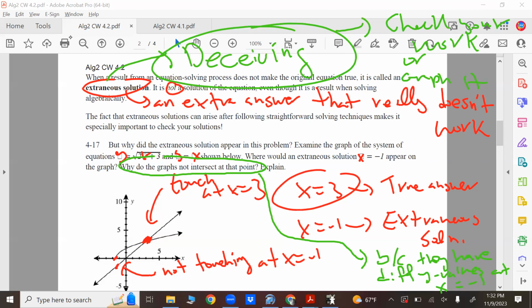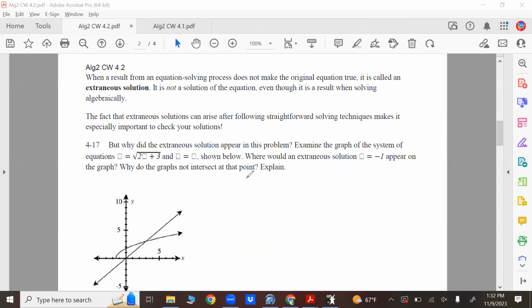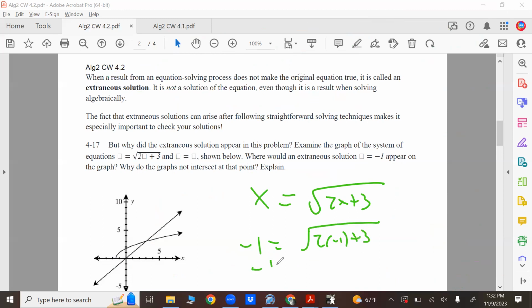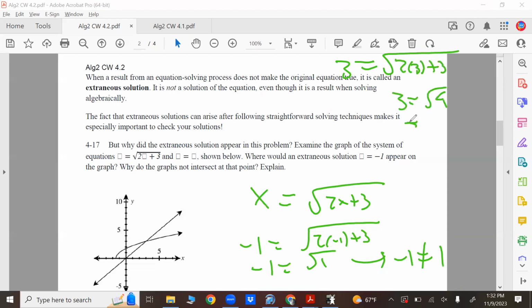Let me clear the screen for a moment. Because when you had this again, x equaled √(2x plus 3). When I plug in -1, what happens? Does -1 equal √1? No, because √1 is 1. So that's why it doesn't work. But if you plug in 3, 3 equals √(2 times 3 plus 3), 3 equals √9, 3 equals 3. Yeah, that works.